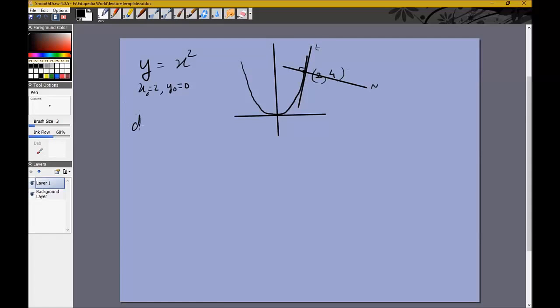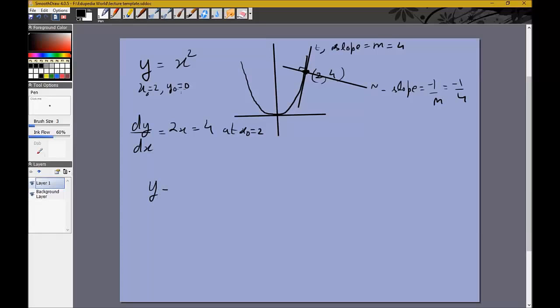Right. So first we'll find dy by dx, that is 2x, that is equal to 4 at x0 is equal to 2. So the slope of the tangent, we'll just call it m, is 4. What is the slope of the normal? That will be minus 1 by m, that will be minus 1 by 4, because their product has to be minus 1. And this point is 2 comma 4.